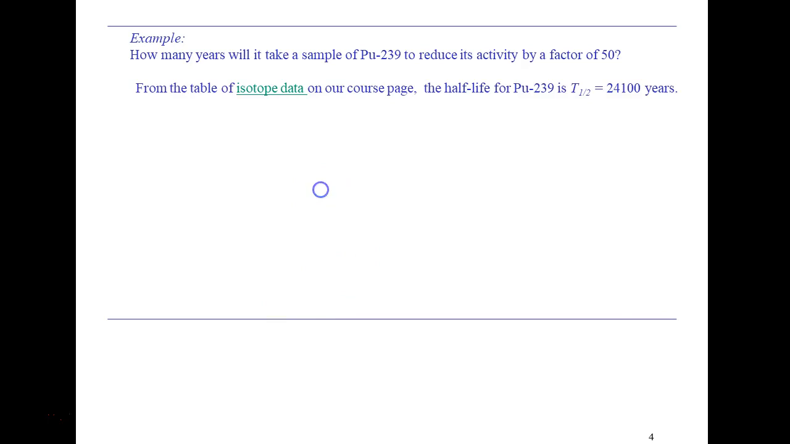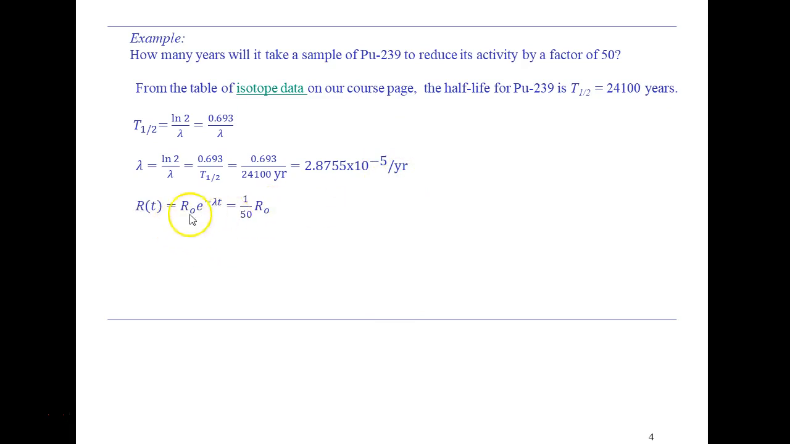So then, once I have the half-life, I'm going to find the decay constant. Because I'm putting in years for half-life, my decay constant is going to be in inverse years. Then I'll get my time-dependent function for the activity, and I want to know how long it takes for the activity to reduce by a factor of 50. So I want my R of t to be my initial activity over 50. You notice the initial activity R naught is going to cancel, so it doesn't matter what it is. I need my exponential function e to the minus lambda t to be 1 over 50.